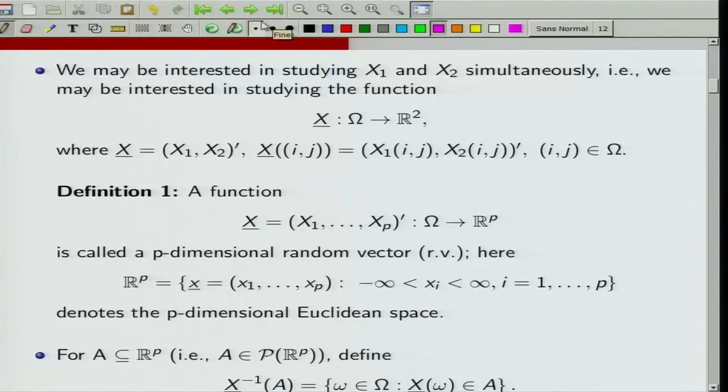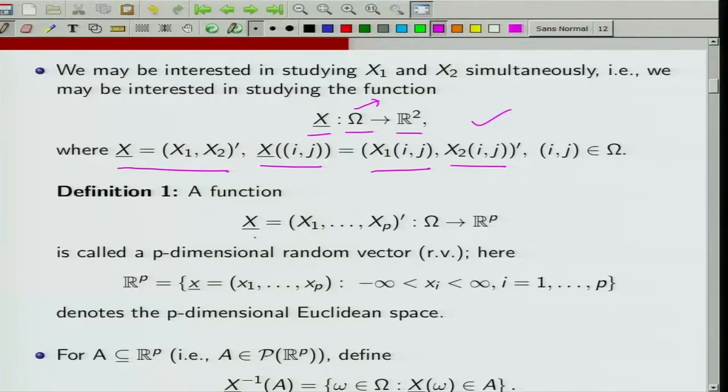Now, that amounts to considering a random vector X from omega to R2, where X is (X1, X2). X of (i, j) is defined as, because X is defined for each element of omega, so X is defined for each (i, j), that is defined as (X1(i, j), X2(i, j)), that is, the ordered pair, where (i, j) belongs to omega. So, I may be interested in this function. Now, such functions are called random vectors.